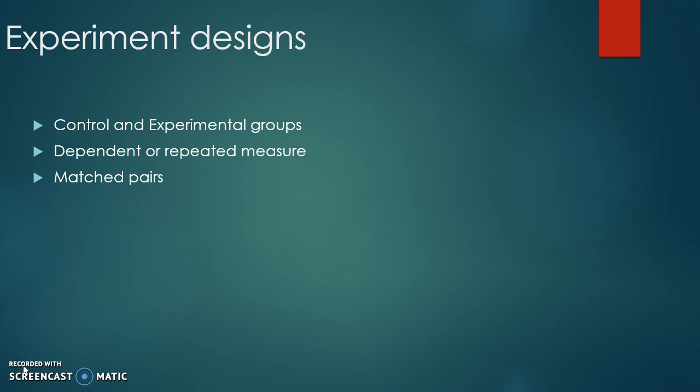When you're doing this, you will want to make sure that you randomly allocate the participants to each group, so it reduces a lot of bias.